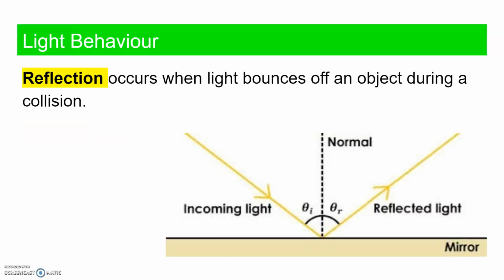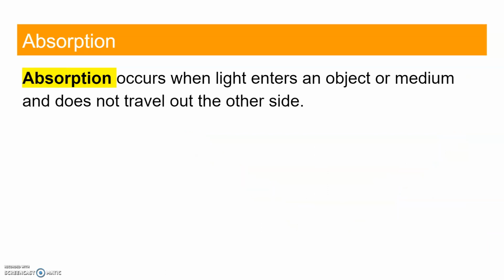So reflection occurs when light bounces off an object during collision. So it comes in, it bounces off the mirror, and bounces back. That's reflection. Absorption occurs when light enters a medium and does not travel out the other side. So it occurs when light enters an object or medium, but does not travel out. The object takes it in, but does not let it out the other side. And when we talk about colors, we'll talk about why we see white and black, because white and black are not colors, actually.